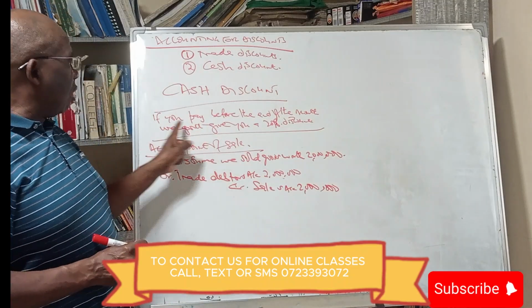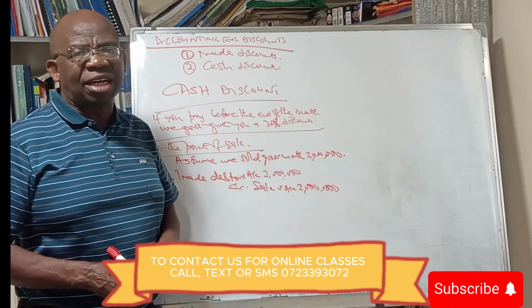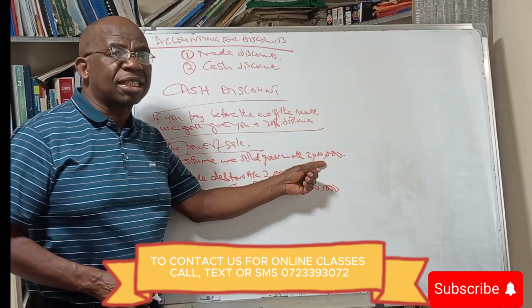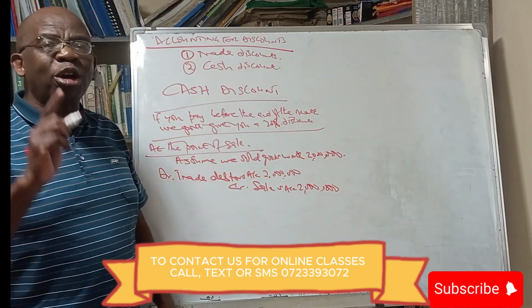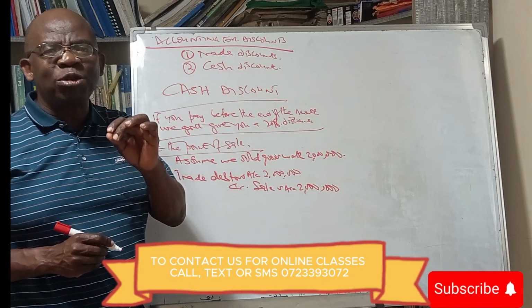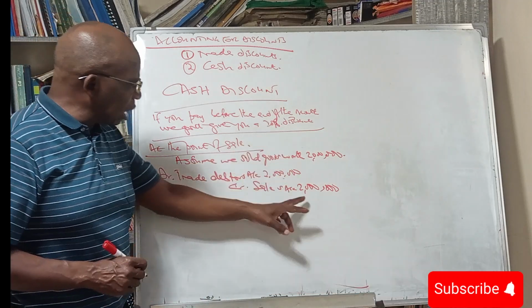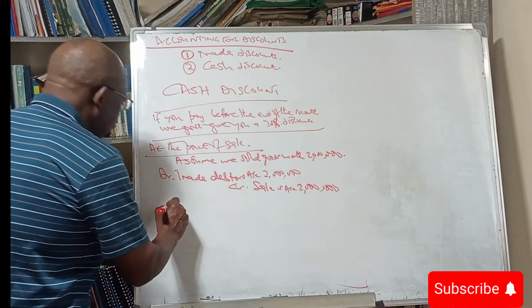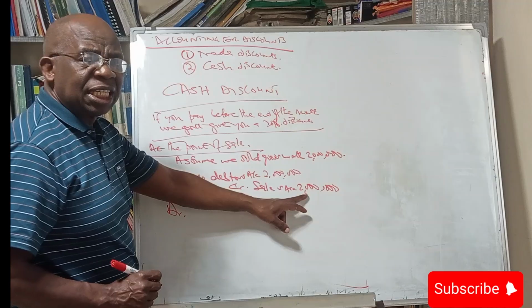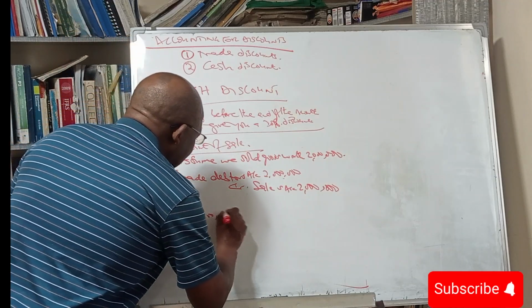And we told the customer, if you pay before the end of the month, we will give you a 20% discount. So we recorded the sale without deducting the discount, but at the point of payment, when he is coming to pay, that's when we are going to deduct the discount. 20% of 2 million is 400,000. So we will receive 2 million minus 400,000, which is 1,600,000.